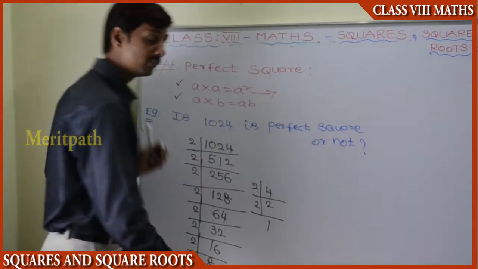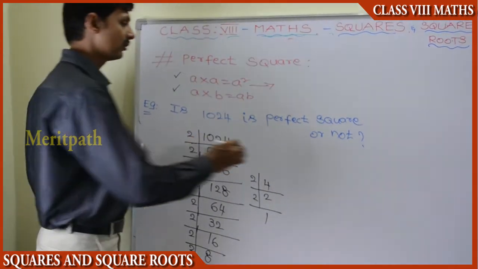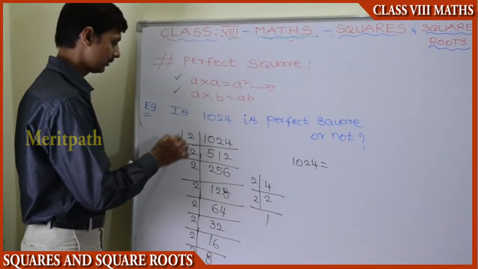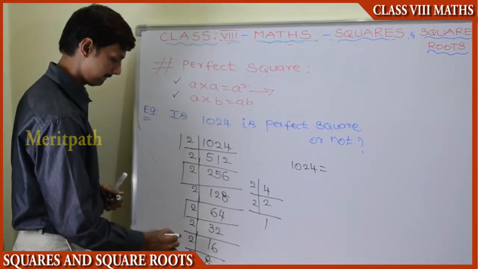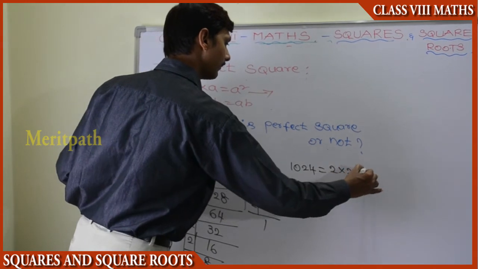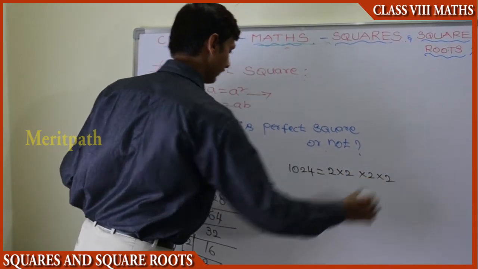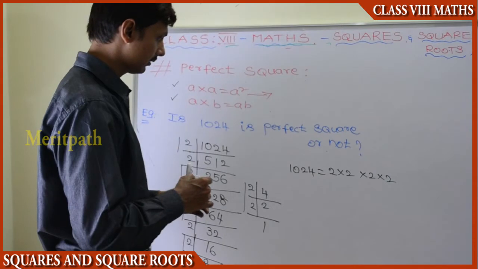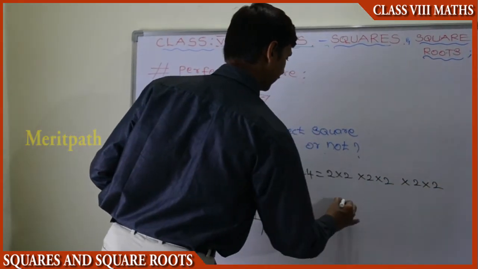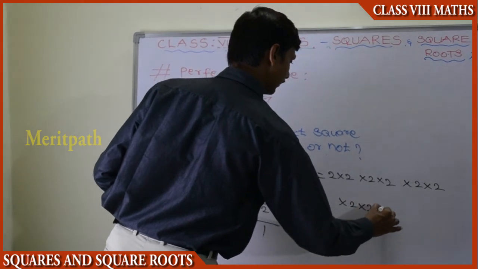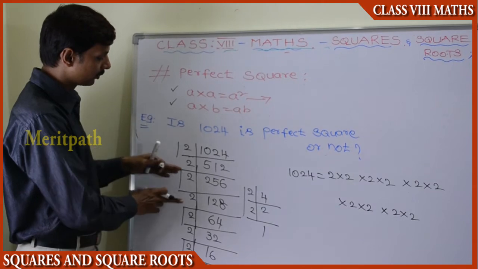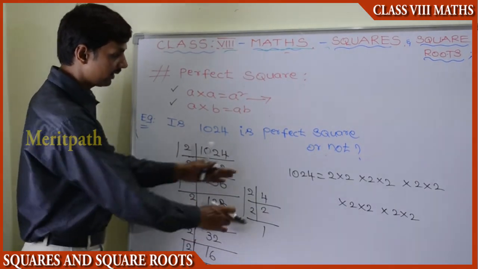Let's write all the numbers here. What we got is 1024 is equal to 2 into 2, 2 into 2, 2 into 2, 2 into 2, and again 2 into 2. So we form pairs of numbers. We call these 2 into 2, five times.